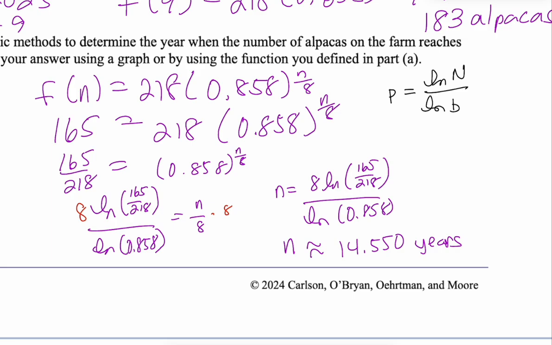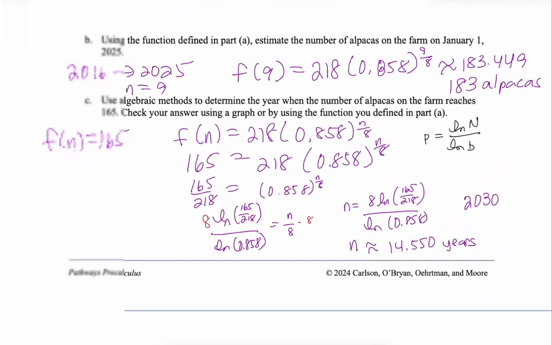So about 14 and a half years, we would expect that we would have 165 alpacas. Now, if they wanted what year that would happen, remember we had been starting at 2016. If you add 14 to that, that's 2030. So it's in the middle of the summer of 2030, June of 2030, if you really wanted to be a little more specific, halfway through 2030.